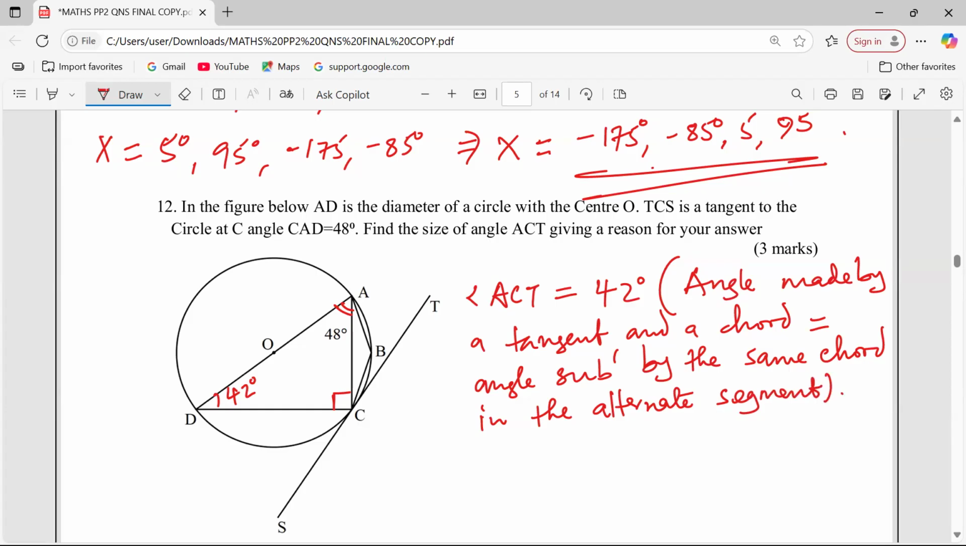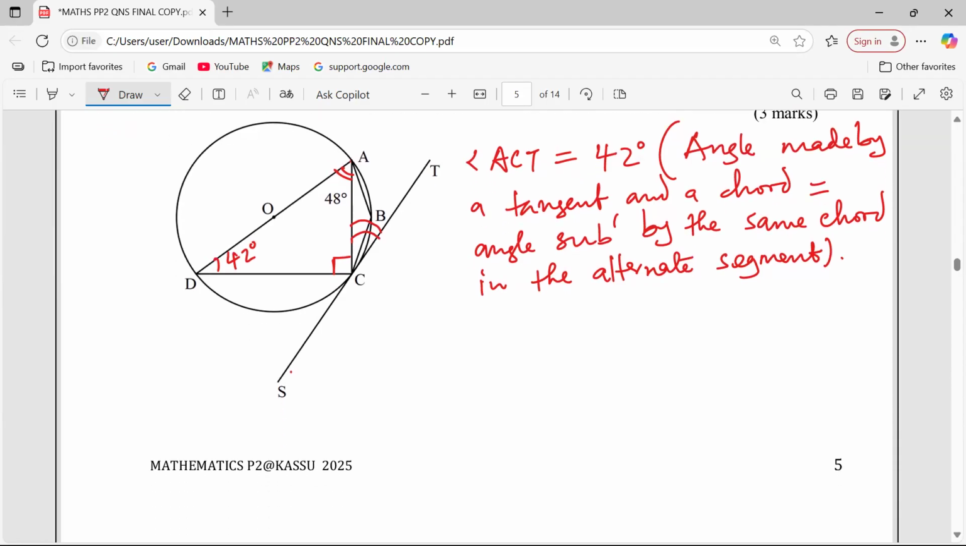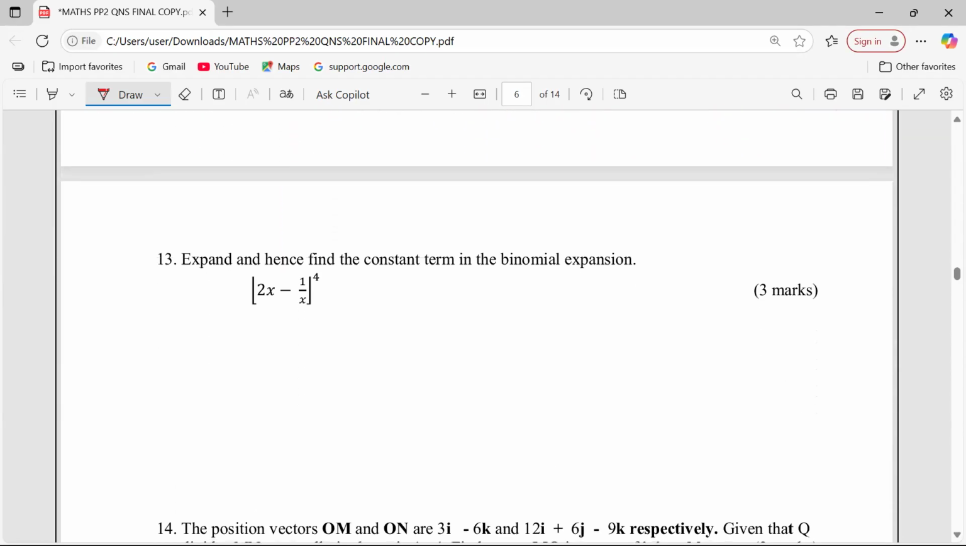So if a chord like ST makes an angle with a tangent, a tangent ST is making an angle with chord AC. The angle is here. This angle will be equal to the angle subtended by the same chord AC in the alternate segment, that is at point D. So the angle of 42 will also be at C. Those angles are usually equal. That is from form 3 work. Please ensure that you revisit all the properties within angles.